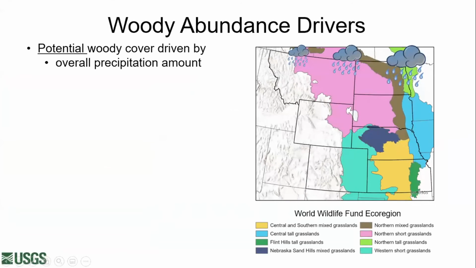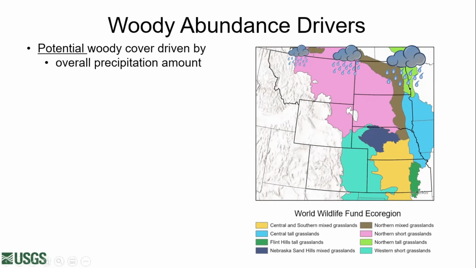Understanding how climate change may affect woody encroachment requires understanding what drives the abundance of trees and shrubs on the north central Great Plains landscape. Climate, especially precipitation, is one of those factors, with the potential woody cover generally increasing as total precipitation increases, which in the northern half of the Great Plains is generally from west to east.